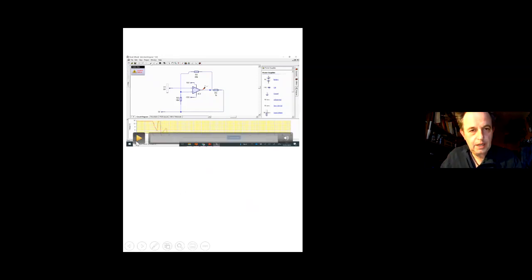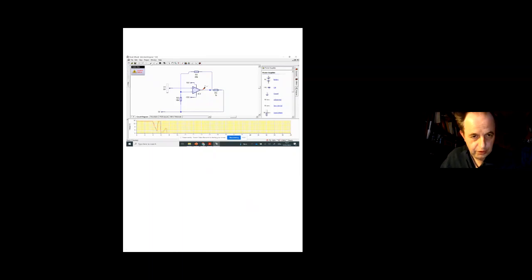So, beth sydd gyda ni fan hyn yw ymwyadur sydd ddim yn gwrthdroi. It's non-inverting. So let's look at what happens. Just remind you of the workings. Voltage changes. So you get a gain depending on your feedback resistor and your input resistor.